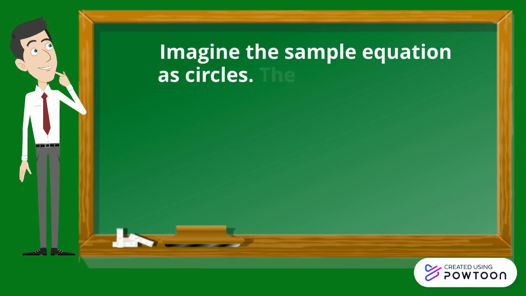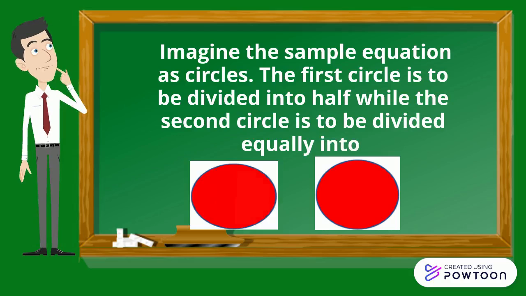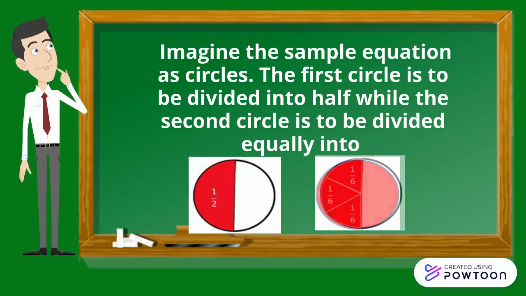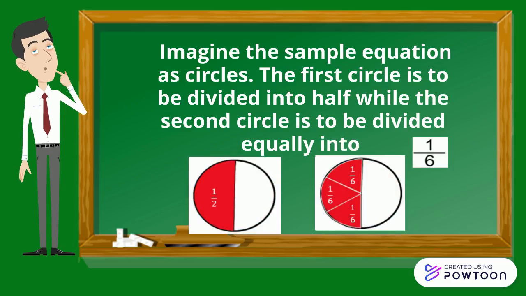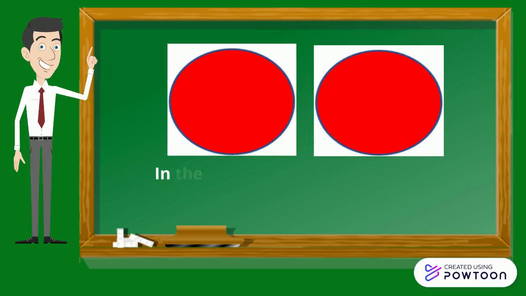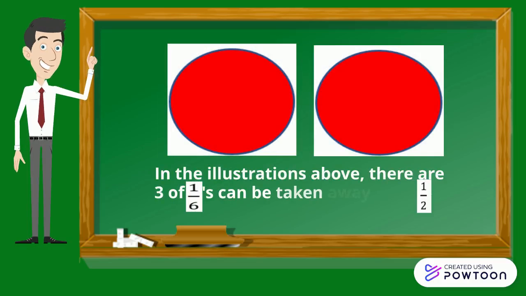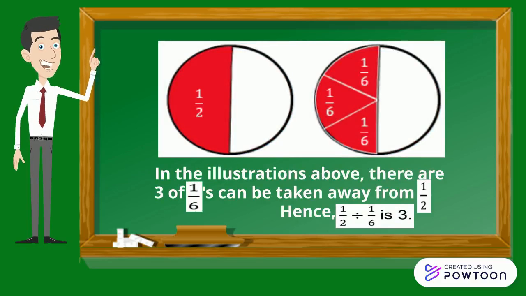Imagine the sample equation as circles. The first circle is to be divided into half, while the second circle is to be divided equally into 1/6. In the illustrations above, there are 3 of 1/6 that can be taken away from 1/2. Hence, 1/2 divided by 1/6 is 3.